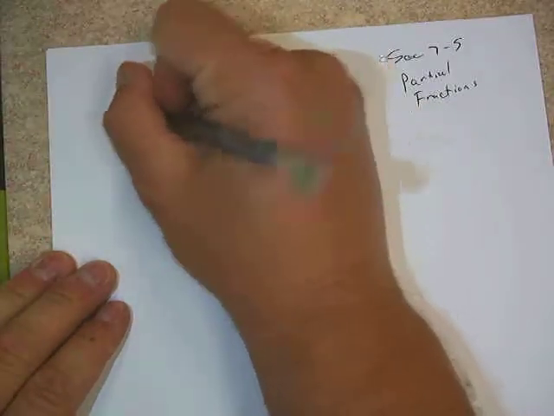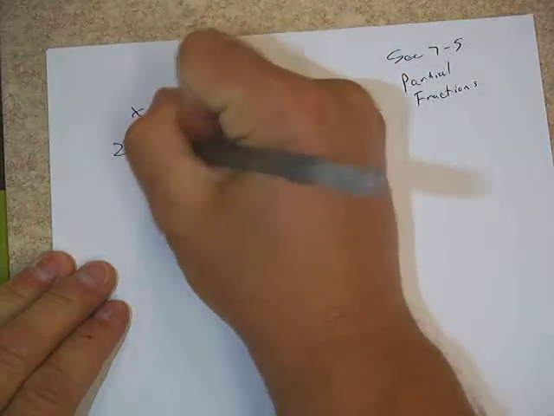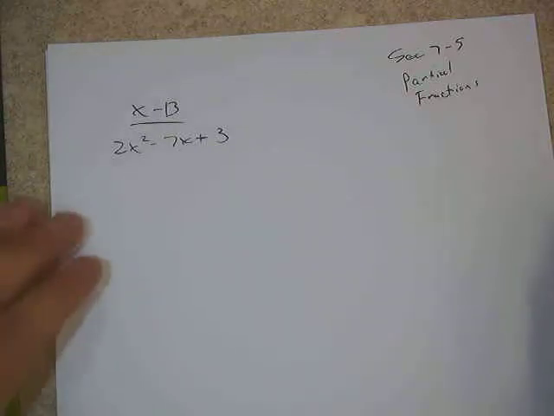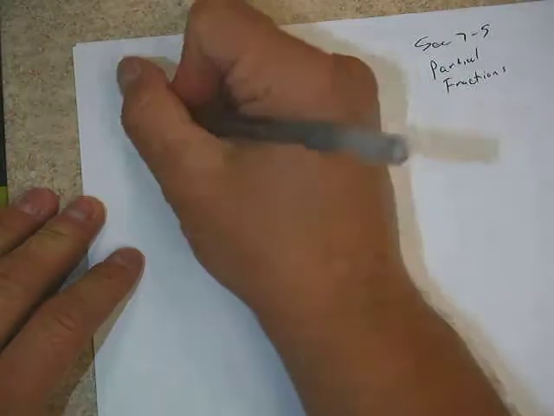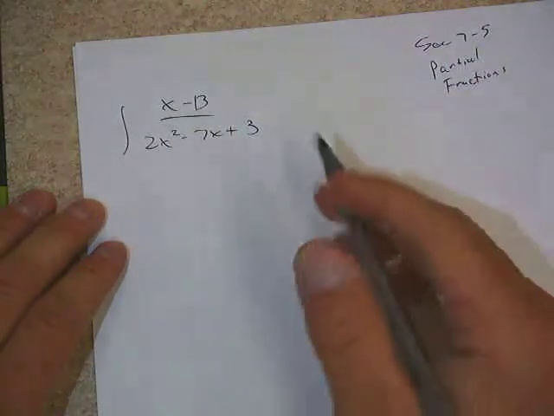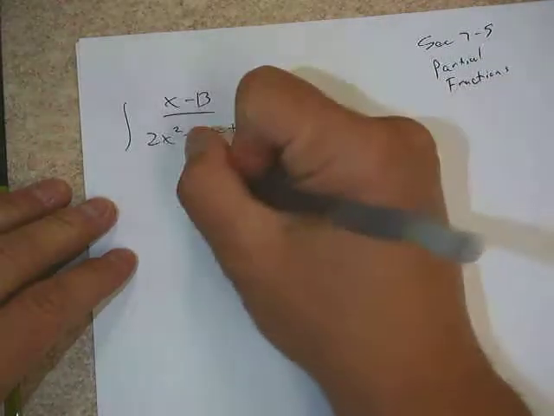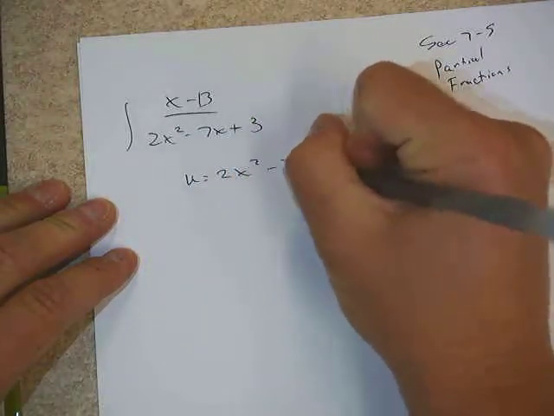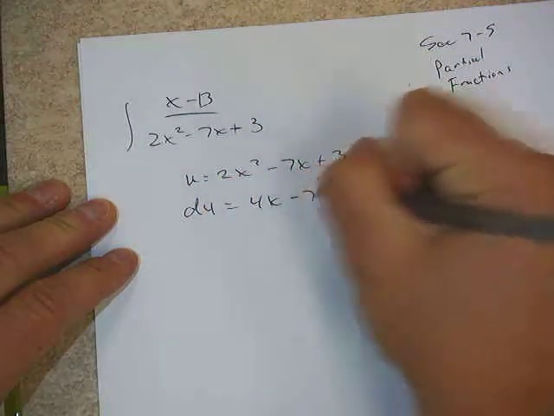What it boils down to is if we come up with a function like, say, x minus 13 over 2x squared minus 7x plus 3 on the bottom, a rational function, then the technique of partial fractions might work and help us integrate this. So if our job is to find the antiderivative of said function, our first choice would be to try substitution. So if we let u be 2x squared minus 7x plus 3, our du would then equal 4x minus 7.